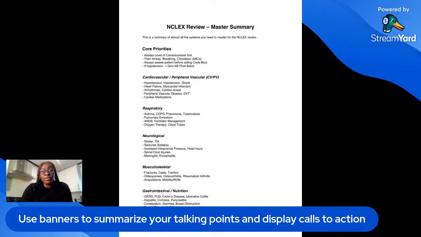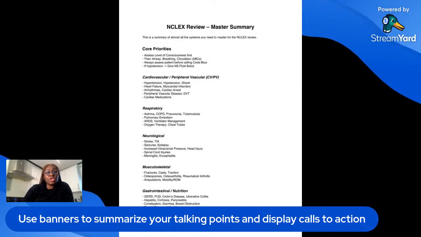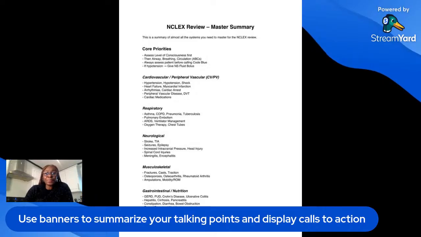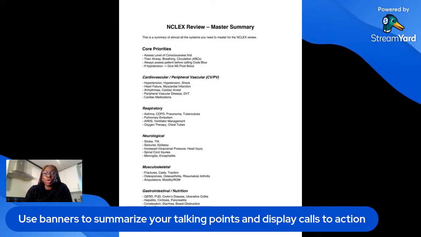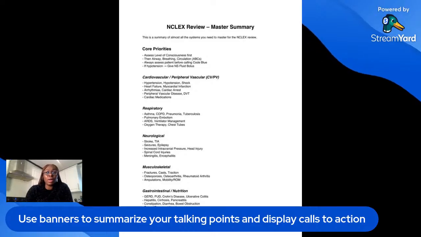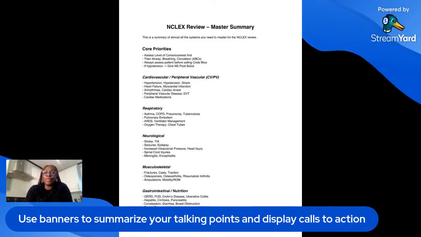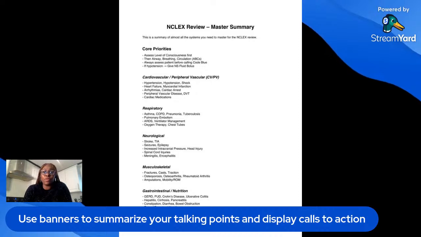So now for cardiovascular, like I said, we have hypertension, hypotension, shock, heart failure, myocardial infarction, arrhythmias, cardiac arrest, peripheral vascular diseases, DVT, and cardiac medication. So you know the condition, you know what is going on with this patient, you master the organ where it's happening, and then the medication. With these three, I think you'll be able to have a clear understanding of what the question is talking about.